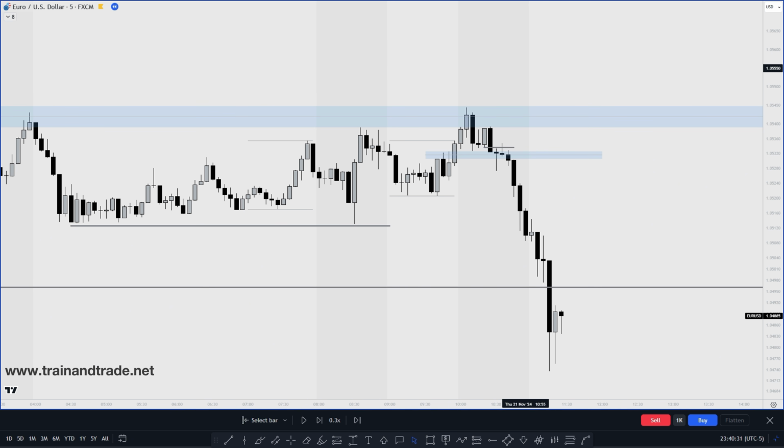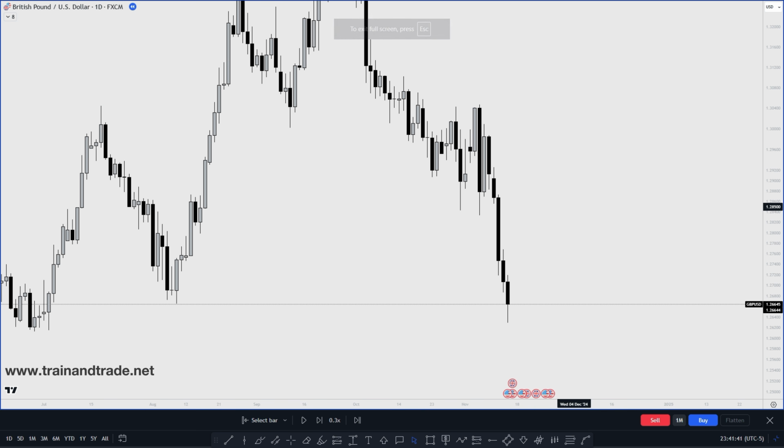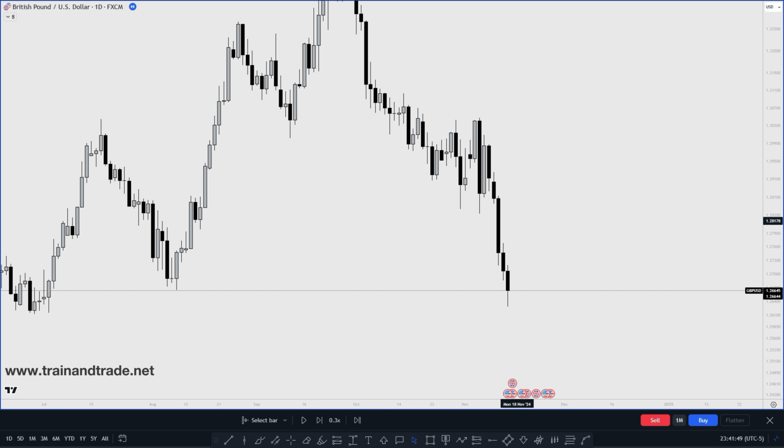Now, let's go ahead and take a look at a second example. Here we have an example in a chart on GBP USD, and this is on the daily time frame. So as we see in this example, the market has a big run lower down to this liquidity pool.